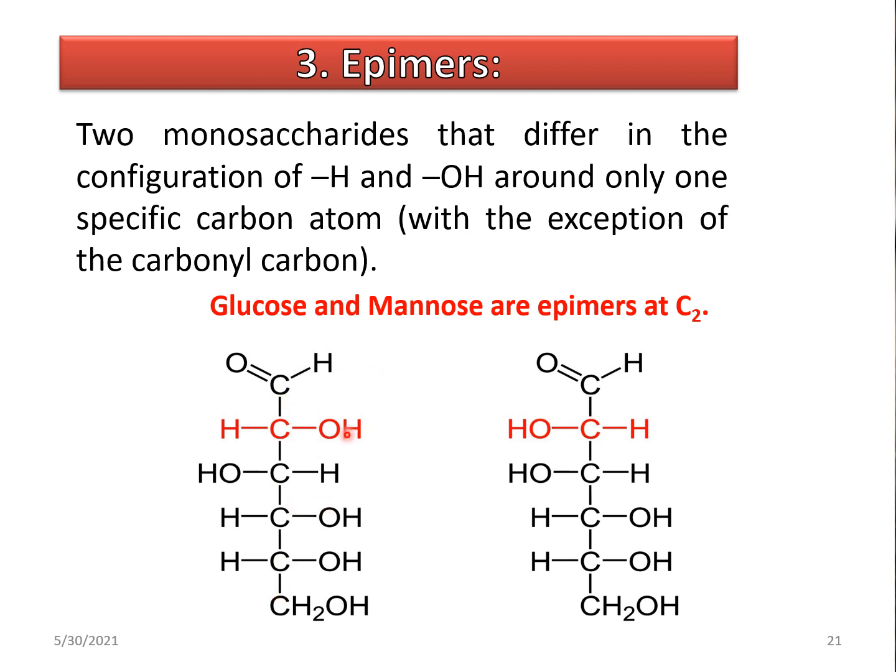The glucose and the mannose molecules are identical with the exception of the orientation of hydroxyl and hydrogen around carbon number 2. In glucose, the hydroxyl group lies to the right, while with mannose the hydroxyl group lies on the left. Therefore, glucose and mannose are epimers at carbon number 2.